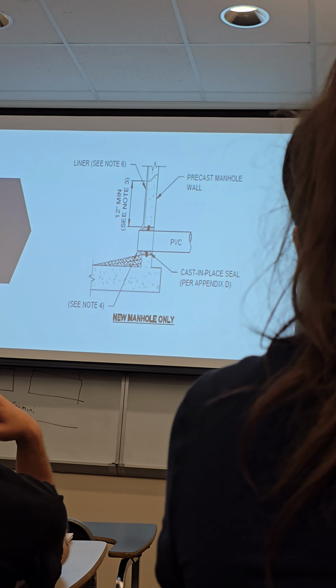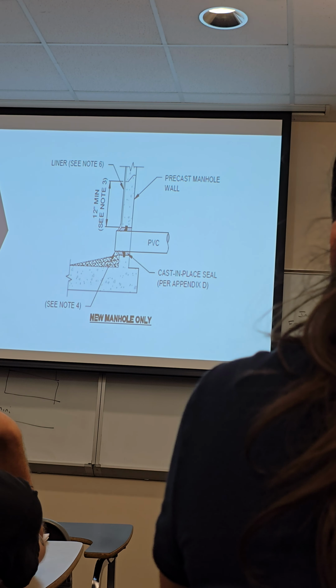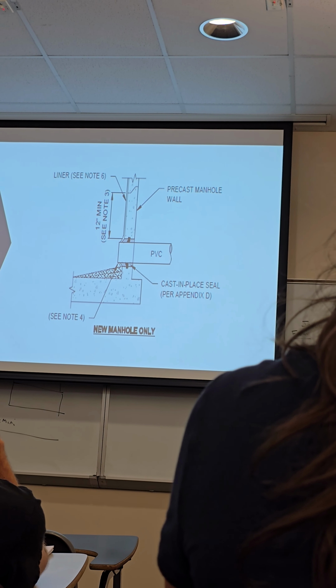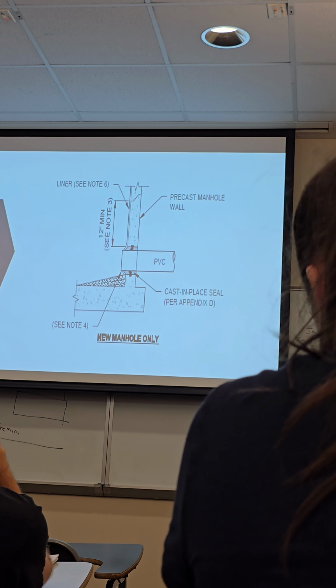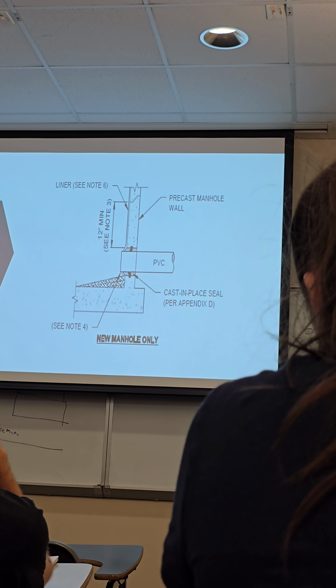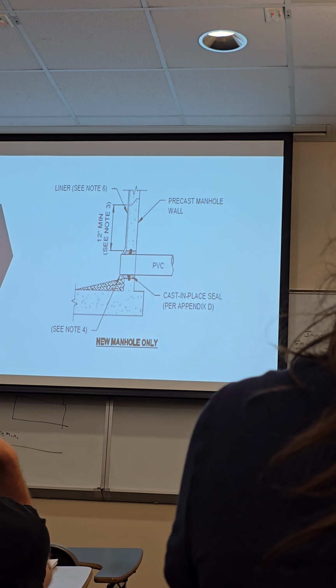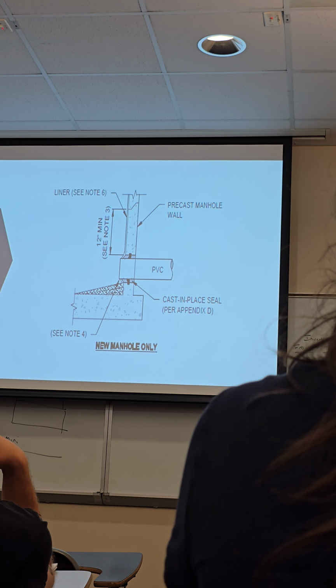So this is just a cutout of a manhole. A manhole for a sanitary system is not that dissimilar from a storm system. It's a concrete structure typically. The difference is typically a sanitary manhole is lined. It's got some sort of coating or protection in it.